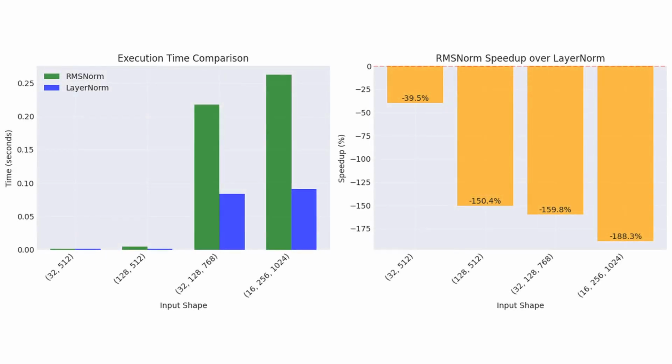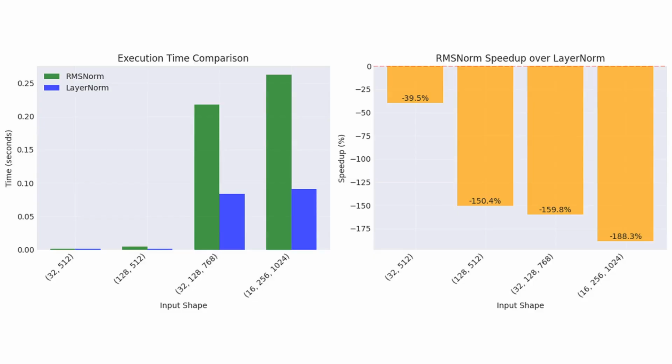Interesting results. On CPU, we're actually seeing that RMSNorm is slightly slower than LayerNorm, which might seem counterintuitive. The performance comparison shows negative speedup percentages, meaning LayerNorm is faster in our CPU environment. This is different from what we typically see on GPUs with large models, where RMSNorm shows significant speedups. The execution time differences are relatively small but consistent across different input shapes.